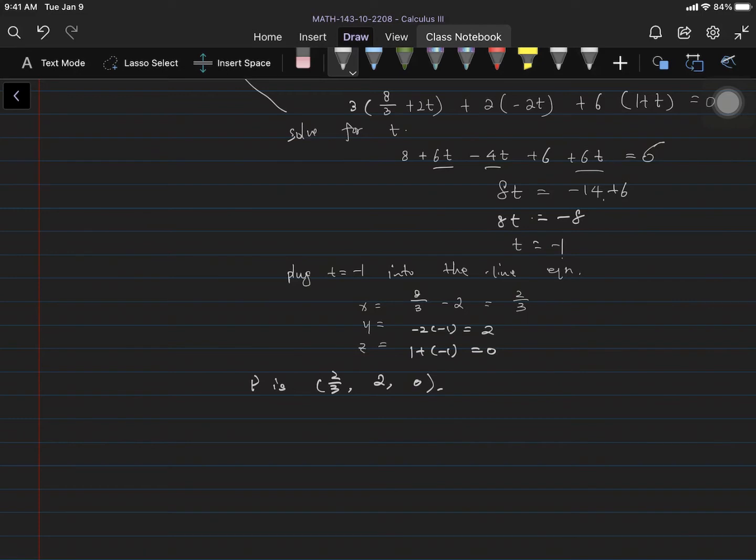Okay, that's all. So this is how we find the point of intersection when the line intersects a plane. And you can try this exercise.